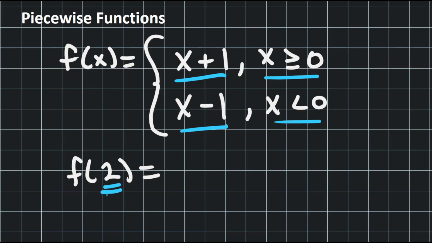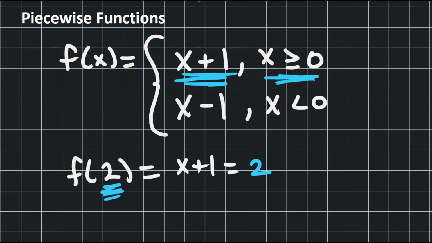Well, I'm picking 2 for my input, and I know that 2 is greater than 0. So it's greater than or equal to 0. So it fulfills this first formula's requirements right here. So I'm going to choose this one, x plus 1. So x plus 1, and then f of 2 would be 2 plus 1, which is 3. So there we go, f of 2 equals 3.